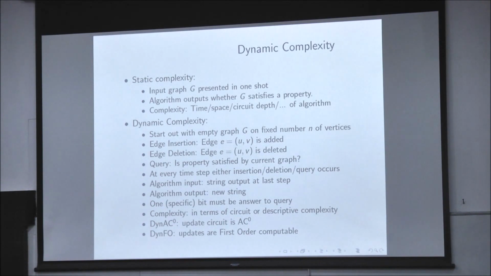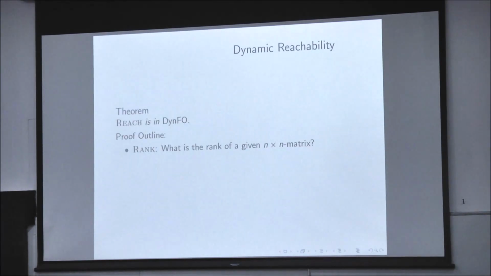So I will not go into details of DynFO. You can safely ignore it for the purposes of this talk. You can just think of DynAC0, where all the updates are AC0 updates. DynFO is basically a more uniform version of DynAC0. Notion of uniformity is further defined. So the main theorem we prove is that reachability is in DynFO.